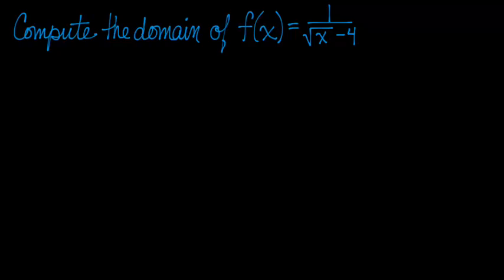I want to compute the domain of this function, f of x equals 1 over the square root of x minus 4. And I do mean natural domain in this case. I'm going to find every single x which it's possible to plug in. Now we haven't done any trig or logs or anything fancy yet, and so there's only two things that can go wrong with this function.